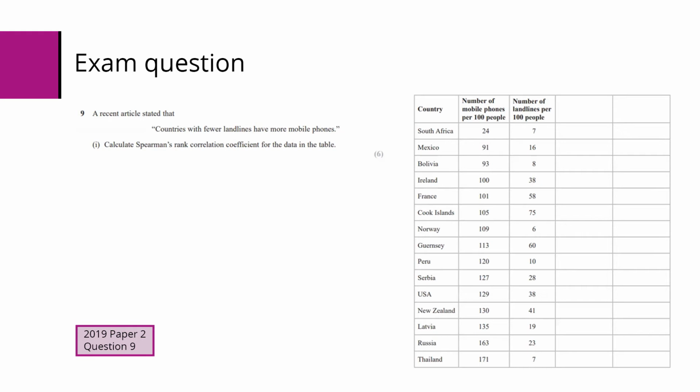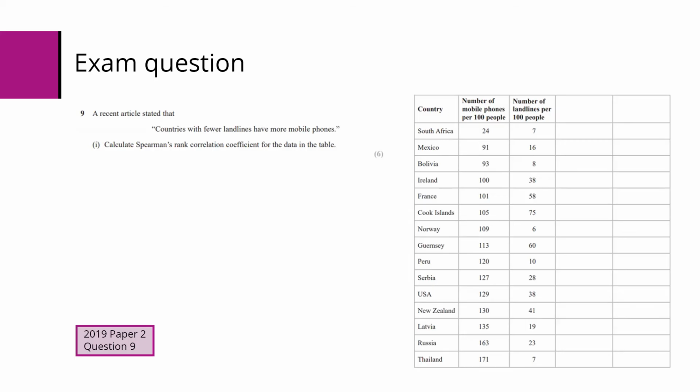Here's an exam question, and it says, a recent article stated that countries with fewer landlines have more mobile phones. We're asked to calculate Spearman's rank correlation coefficient for the data in this table. 6 marks, and it's clearly instructing students exactly what they've got to do. So let's see how we would do that.